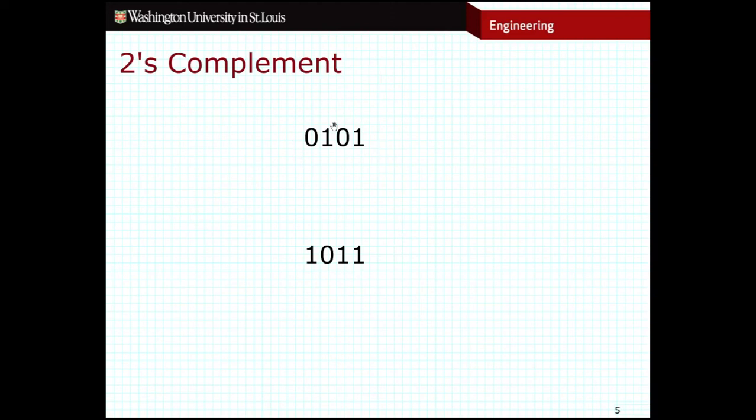So this is positive 5. And this is negative 5. We can see that the sign bit is a 1, indicating that it's negative. Here, the sign bit is a 0, indicating that it's positive. Right? So what is the reason for this? Why can't I simply switch the sign bit to get from positive to negative?